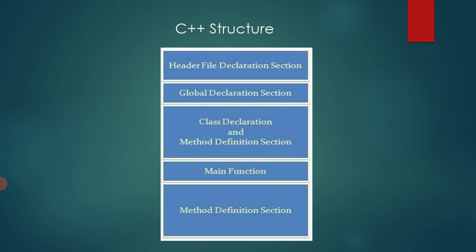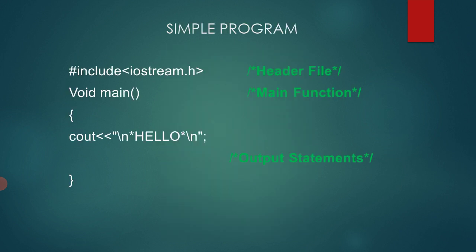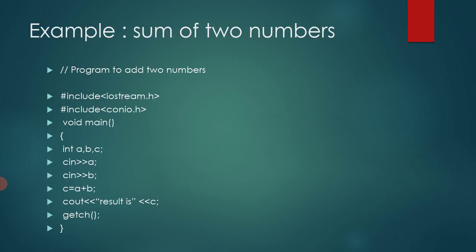So the main function is the void main. So this is the void main, and this is a method definition. I have not defined any function, but I have just printed a message on the output screen. So that is cout hello. So this will print a hello message on the output screen.